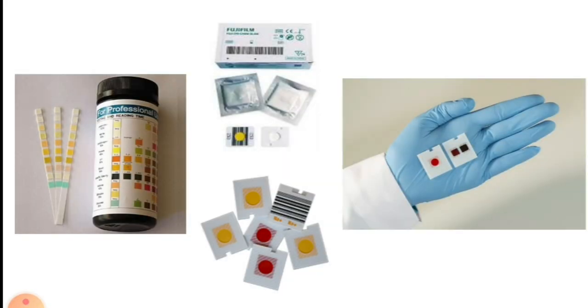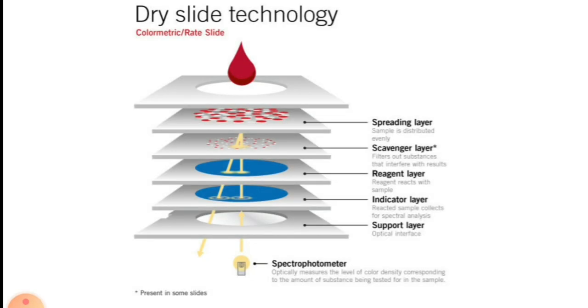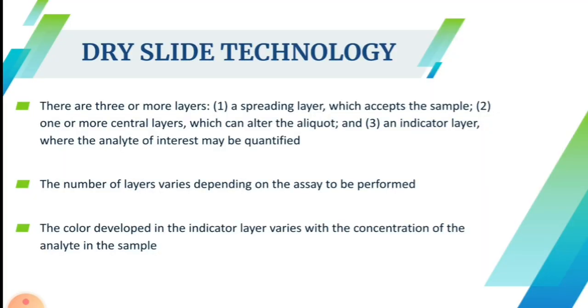So here are our examples of our reagents. So we have the dipstick. We also have the Fujifilm company producing other reagents. So this is how a dry slide technology looks like. So here are the 3 or more layers of our dry slide technology. The first one is the spreading layer. The second one is a central layer. And then the third one is the indicator layer. So the number of layers varies depending on the assay to be performed.